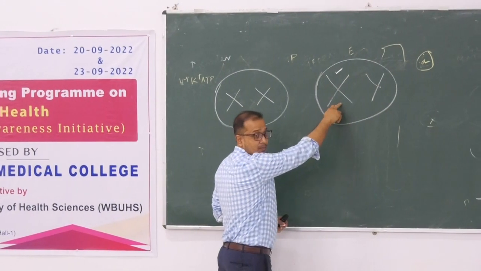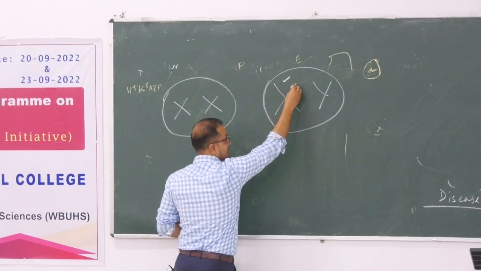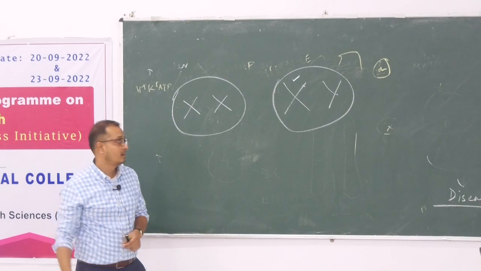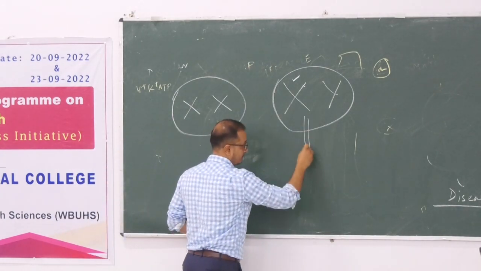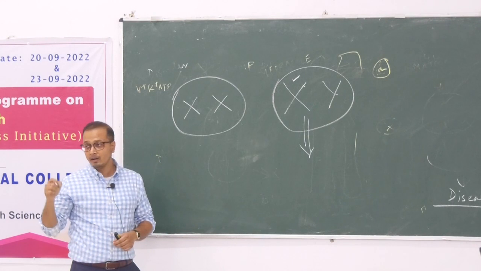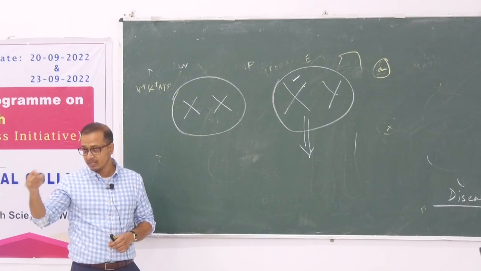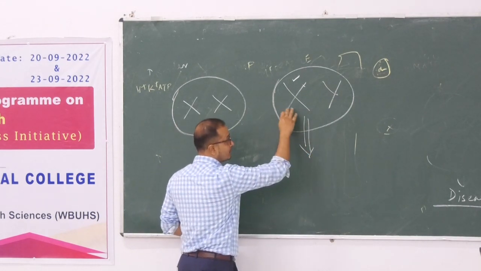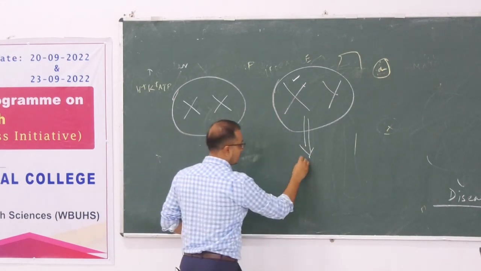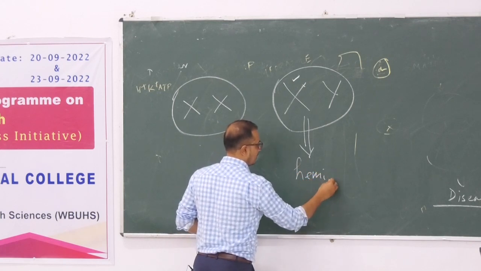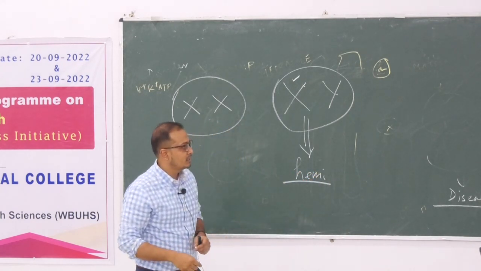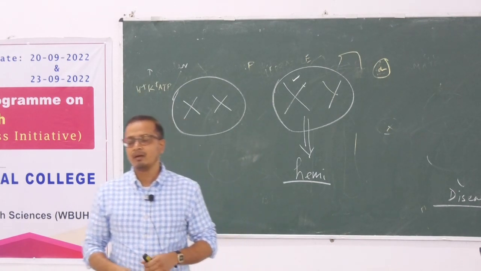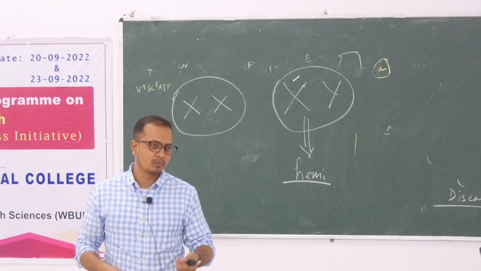So in the male, if you have this X which has the gene defect, that is going to express. We do not need a double dose of gene expression of the X chromosome in males. This phenomenon we call hemigenetic disorders.